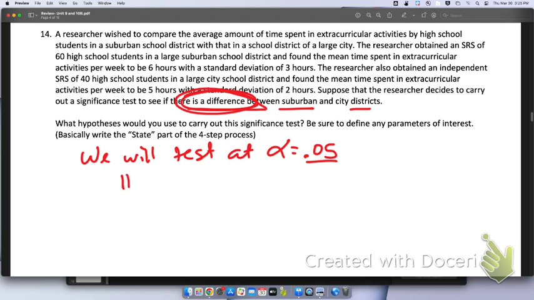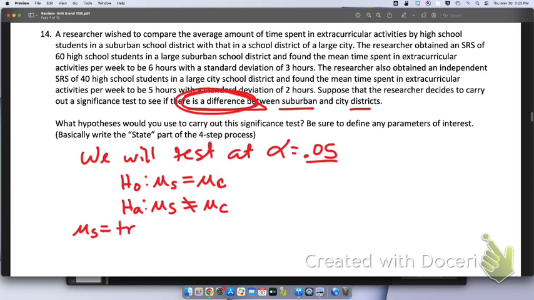And our null hypothesis would be that the mean for the suburban is the same as the mean for the city. The alternative is that the mean for the suburban is different than the mean for the city. And then we would want to define our parameters.